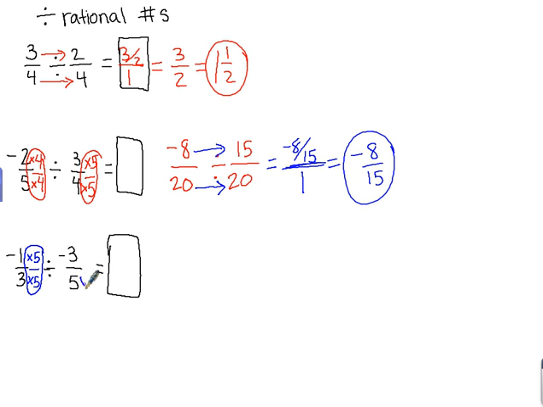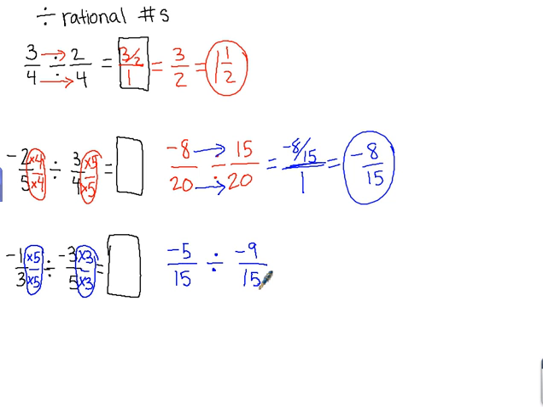And I'm going to do the same thing here, but instead it's by 3 to get our common denominator of 15. I'm actually multiplying it by 3 over 3, which is equal to 1. I'm going to rewrite my problem with my equivalent fractions now. I have negative 5/15 divided by negative 9/15.